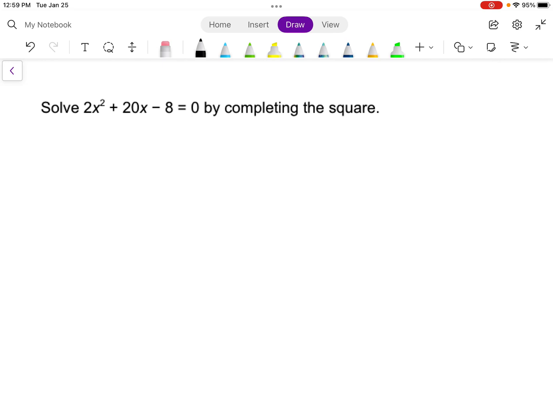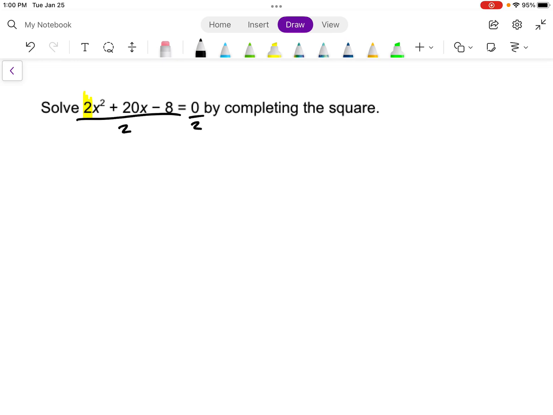All right, so it's 2x squared plus 20x minus 8 equals 0. This one's a little bit different. If you have a leading coefficient, you cannot complete the square. So before I do anything, I have to get rid of that 2. It works out nice because this is an equation. If you remember back when we went from standard to vertex form, we had to factor the 2 out. It's actually a little bit easier when there's an equation, because I can just take both sides of the equation and divide by 2 on both sides.